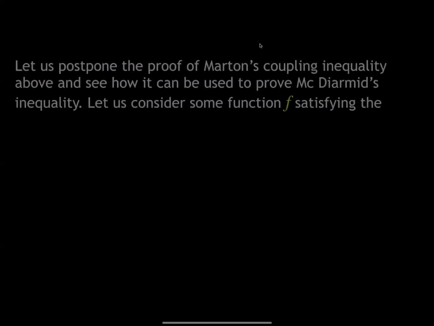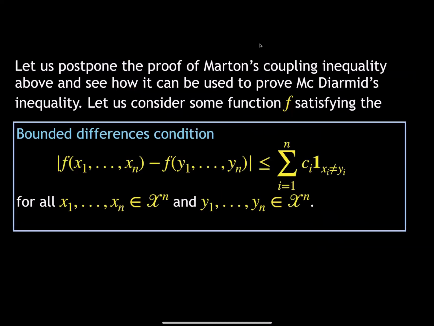Okay, so now for the moment, I postpone the proof of Martin's coupling inequality, but I would just want to show you how Martin's inequality implies readily McDiarmid's inequality. Why does it imply McDiarmid's inequality? It's very, very simple and very elegant, as you will see.